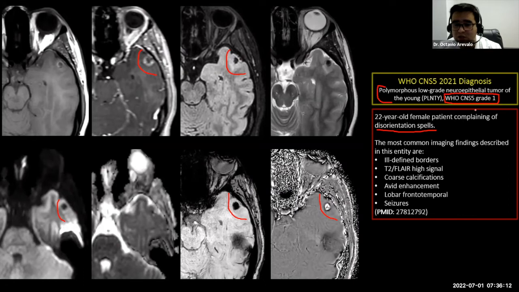Whereas an oligodendroglioma per definition is at least a grade 2 tumor, and there are different types of treatments, like only resection. There are some people that also do radiation, PCV chemotherapy. It is a different type of tumor, with a different prognosis, even though on imaging they look very similar. So this is what a PLNTY looks like. So if you haven't seen any before, there you go.